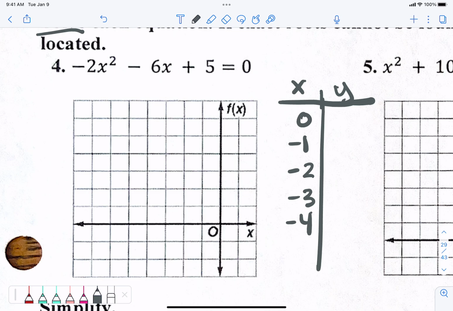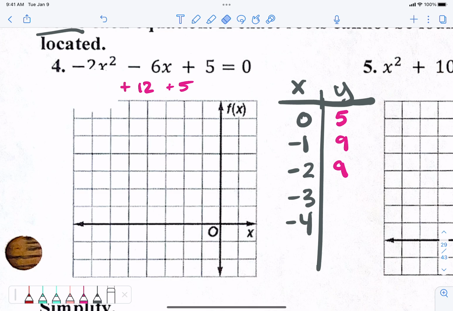If I plug 0 in, you should know what you get: 5. If you plug -1 in, you should get 6 plus 5, which is 9. If you plug -2 in, you should get -8 plus 12 plus 5, which is 9 again.